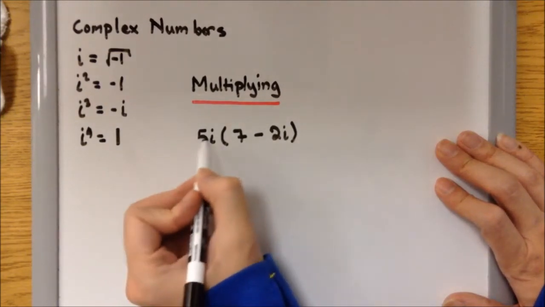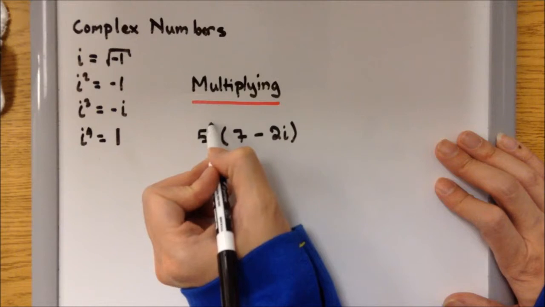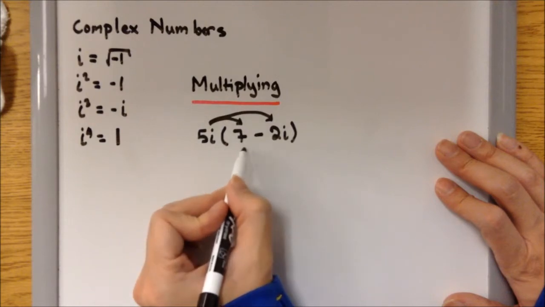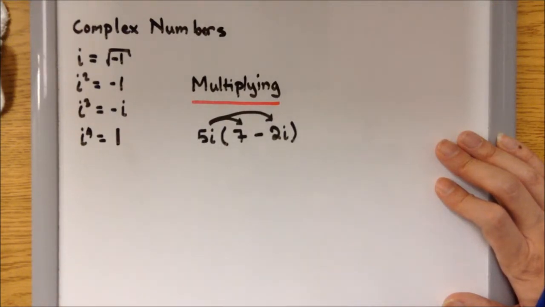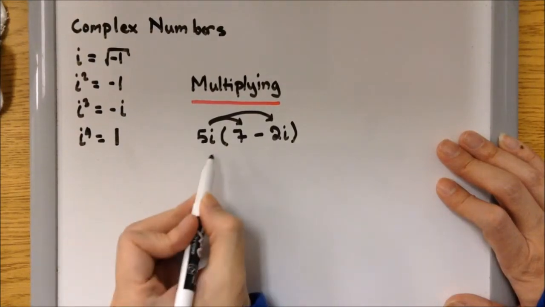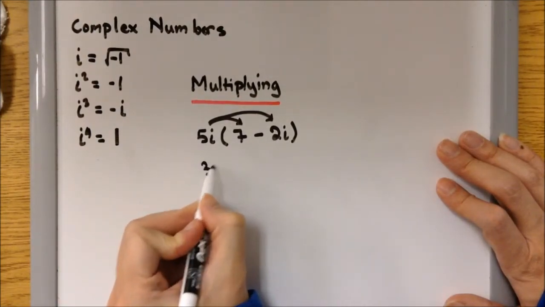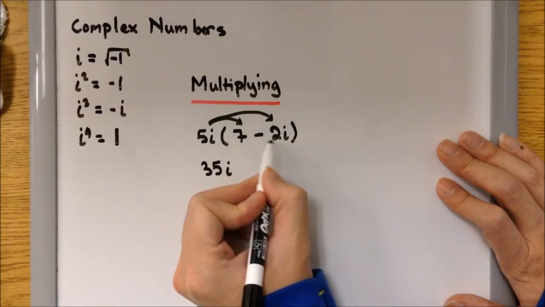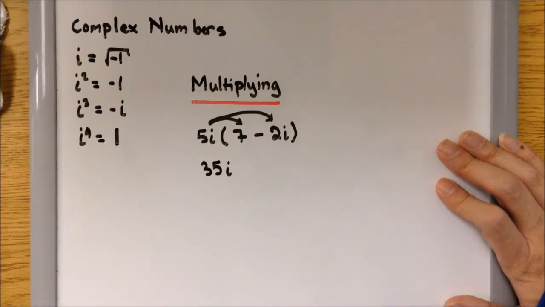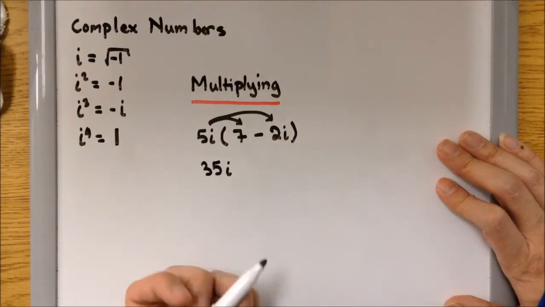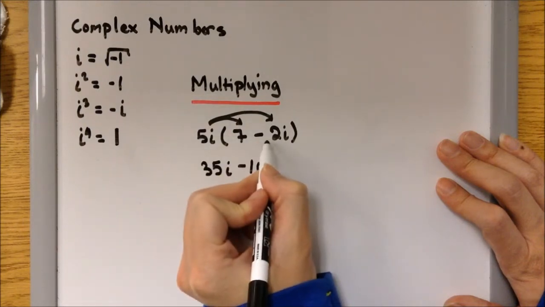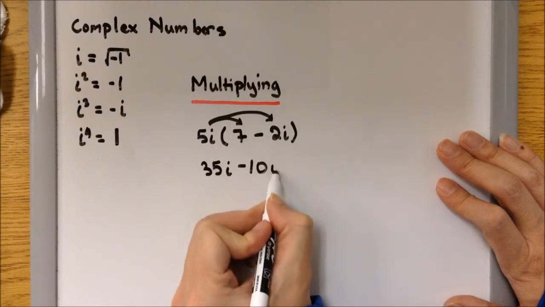So when you're multiplying, since you have 5i in front of the parenthesis, you're going to distribute. So 5i times 7 is kind of like 5x times 7, so 5i times 7 will be 35i. And then we do 5i times minus 2i. Again, it's like 5x times minus 2x, which would be negative 10x squared. Since we have i, it's going to be negative 10 because of the 5 times minus 2, and then i times i will be i squared.